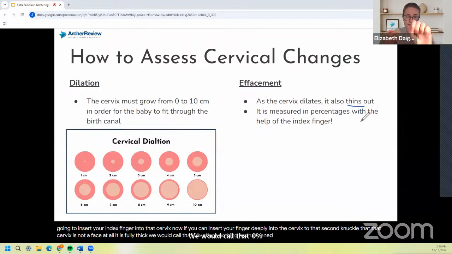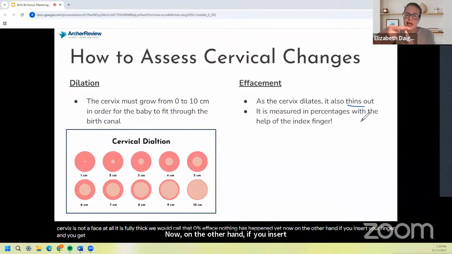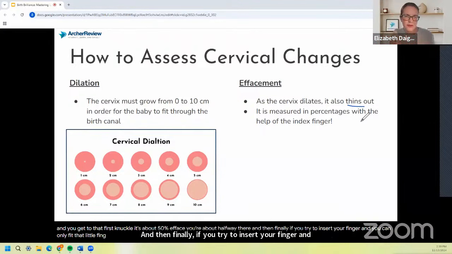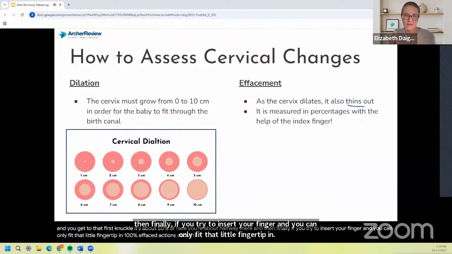Nothing has happened yet. Now, on the other hand, if you insert your finger and you get to that first knuckle, it's about 50% effaced. You're about halfway there. And then finally, if you try to insert your finger and you can only fit that little fingertip in, 100% effaced. Action's about to happen pretty soon. You better get ready.